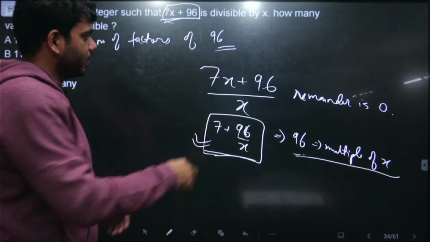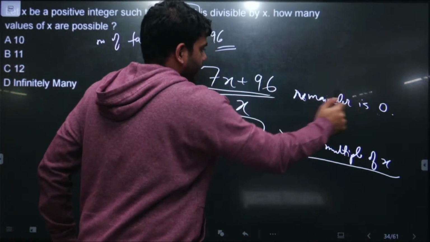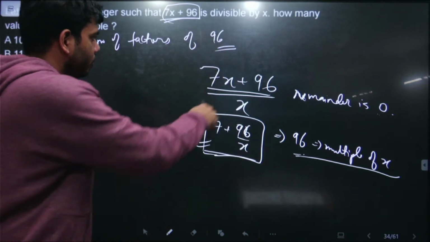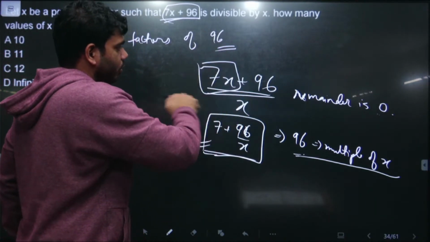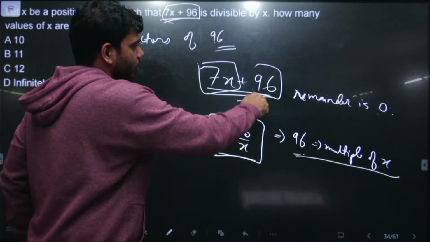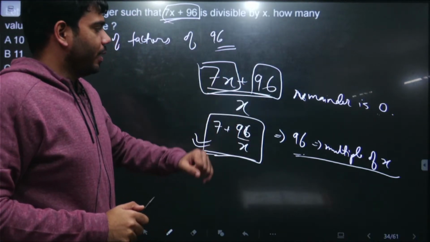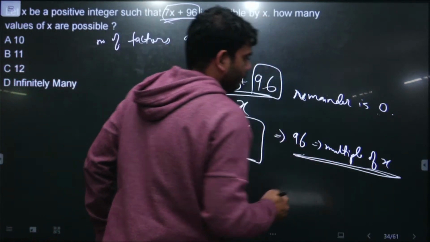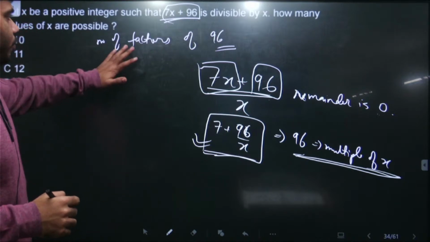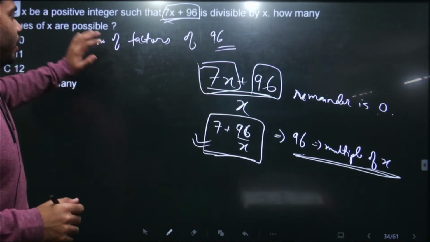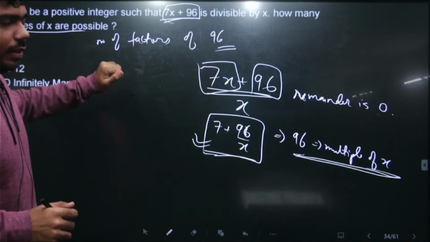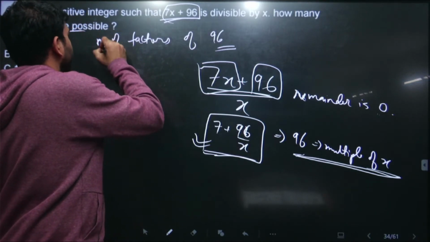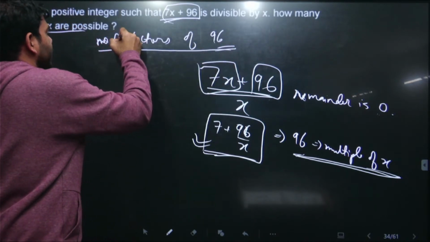ये क्वेश्चन था हमारे पास कि 7x plus 96 का जो है, the remainder should be 0 when it is divided by x. It means x should perfectly divide this. So 7x तो जो है is perfect, it's a multiple of x. Then we have concluded that for this complete thing to be a multiple of x, 96 should be a multiple of x. So as 96 is a multiple of x, this means x should be a factor of 96. Here we need to find all the possible values of x. How many different possible x are there? So it means we need to find the number of factors of 96.